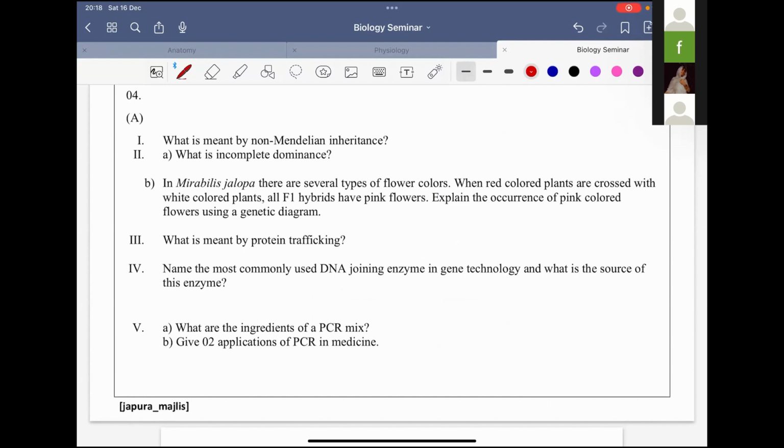If you have any doubts, you can unmute and ask. Please don't put them in the chat because I won't be able to see your doubts. Please unmute and ask your doubt anytime you want. Okay, let's start.